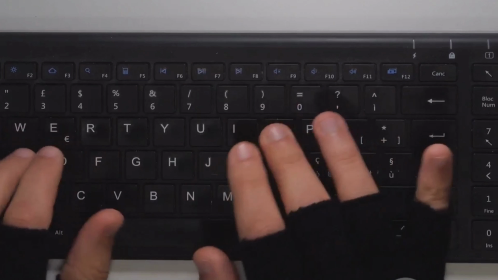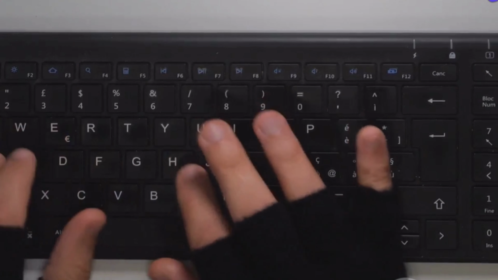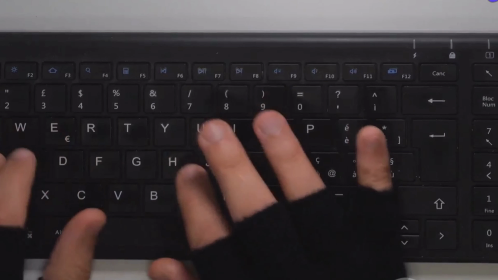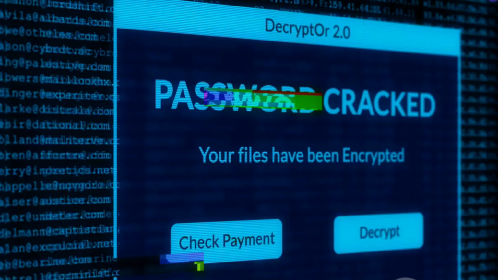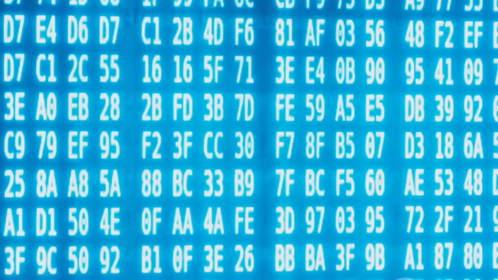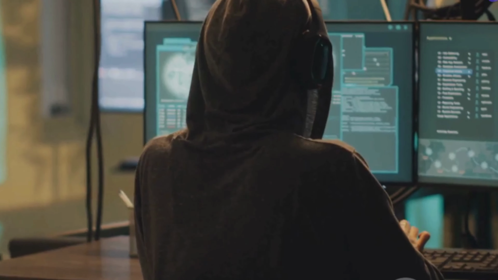Dictionary attacks, on the other hand, use a list of common passwords. This method is faster but relies on users having predictable passwords. Rainbow tables are pre-computed tables that store password hashes. Hackers use these tables to crack passwords quickly.